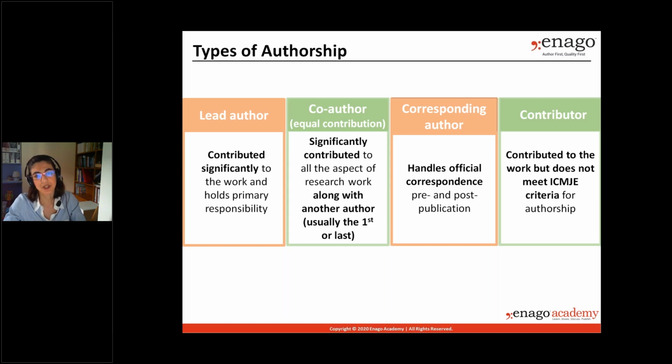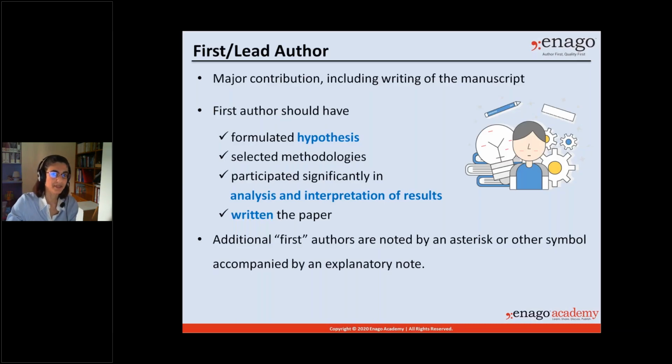a contributor and they can be acknowledged as such, but they shouldn't be on the author list. So unless they meet the criteria indicated in the previous slide, someone should not be on the author list, but can be acknowledged as a contributor to this work. And this will be done in the acknowledgement section, as we will see later on.